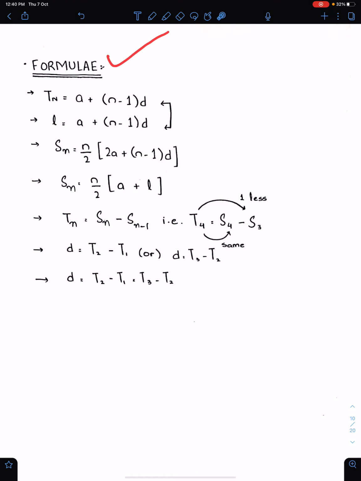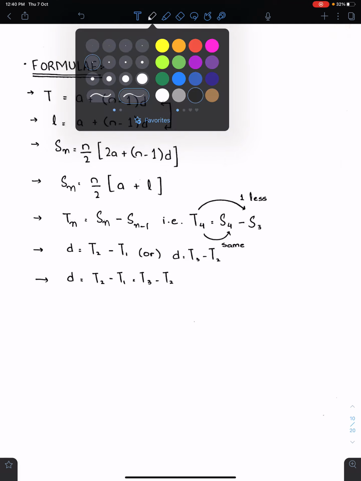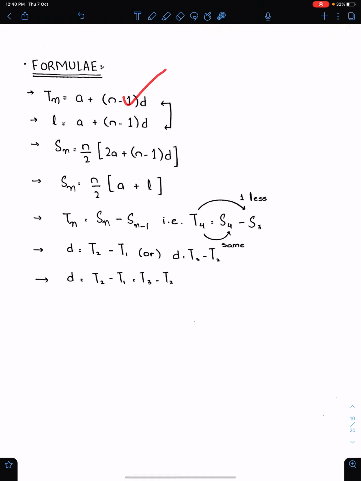So, formula of AP. The nth term formula is this. A plus n minus 1 d. Last term formula, L. L means the last term. Same formula is here. Just need to replace Tn by L. If you are working for the last term, then replace Tn by L and the formula is same. Sn, we have two formulas for Sn. The first formula is n upon 2 bracket 2a plus n minus 1 d bracket. And the second formula is n upon 2 bracket a plus L bracket. We use these two formulae according to given situations.